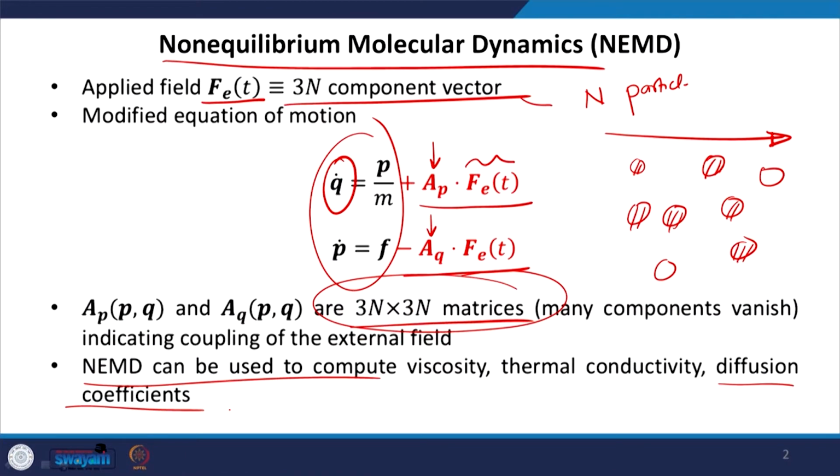So, we can perform numerical experiments wherein we have some momentum transport going on and measure the viscosity. We can perform a heat transfer experiment numerically and compute thermal conductivity, and we can perform the mass transfer experiments numerically, in which we can compute the diffusion coefficient.